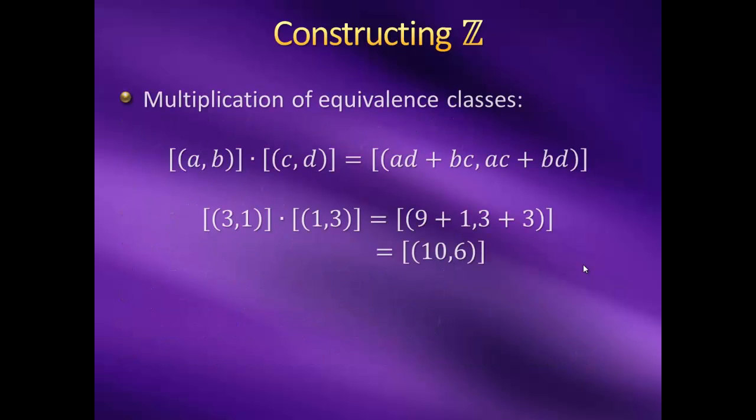We can also define multiplication on our new so-called integers, though the definition is tricky. We say that (A,B) times (C,D) is (AD plus BC, AC plus BD). So for example, (3,1) times (1,3) equals (9 plus 1, 3 plus 3), which is (10,6). Multiplication is well defined as well, though I'm not going to detail it here. Try to prove that one on your own.